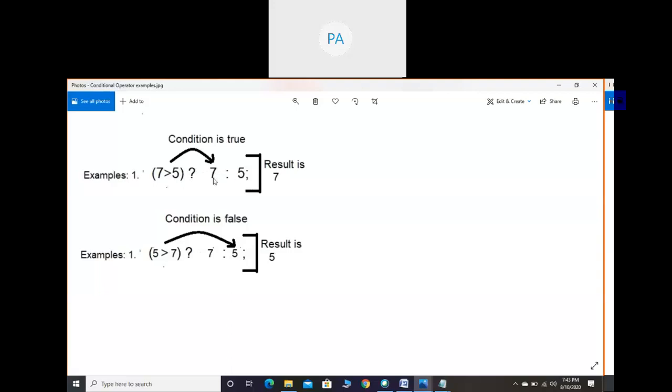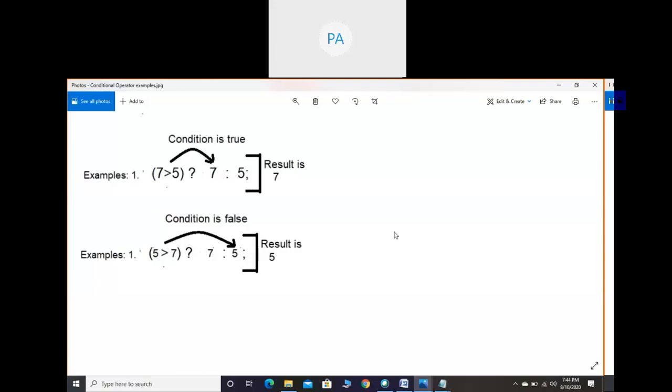So in the first example, 7 greater than 5 is true. So if the condition is true, it has to select the first result. So 7 is selected. So the entire expression's result is 7. After the expression I have written, result is 7. And in the next case, in the second example, 5 greater than 7 is false. So if the condition is false, it has to select the second result, the result present after the colon symbol. So it will select the result 5. So the entire expression's result is 5.